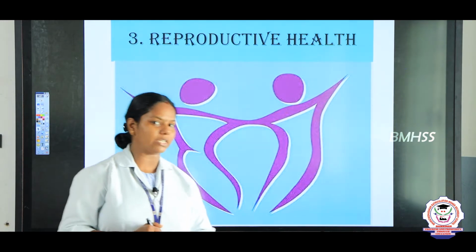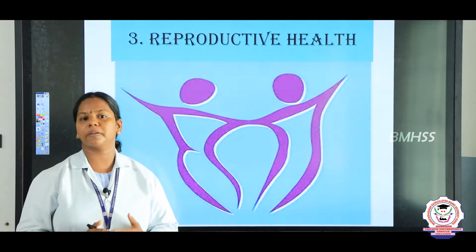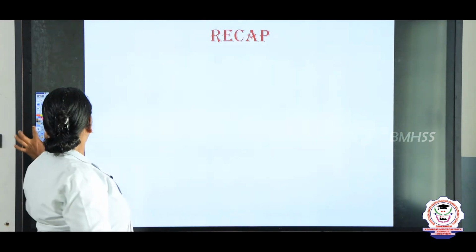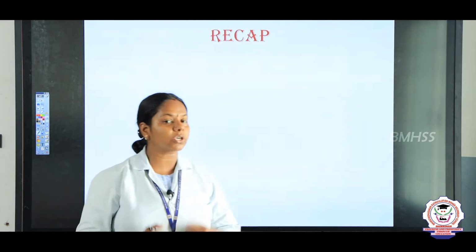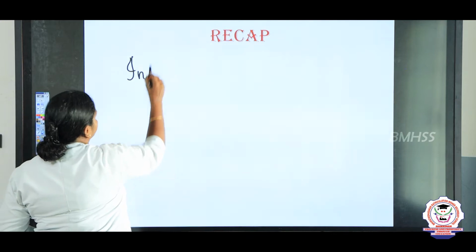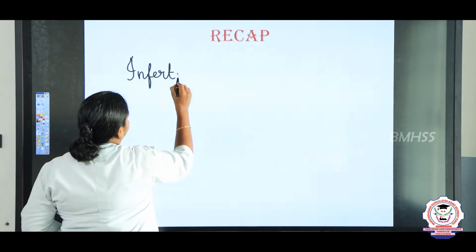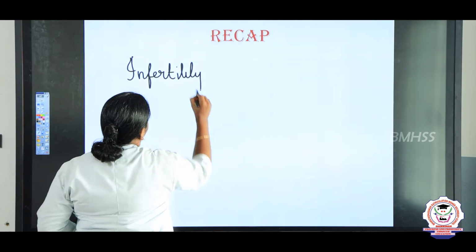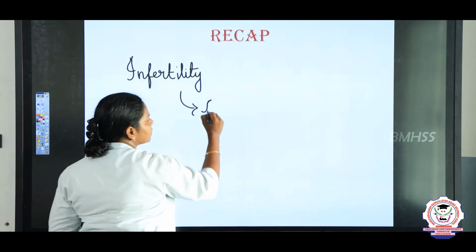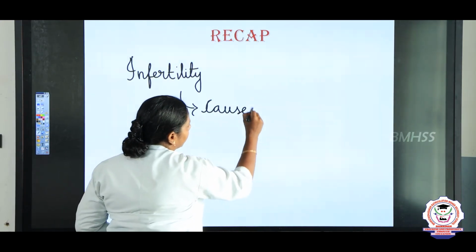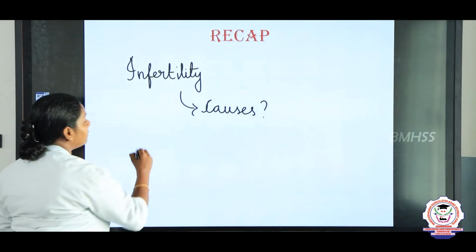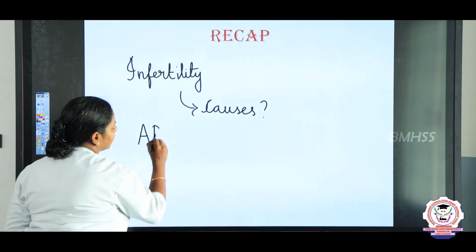Children, today we are going to see 12th standard zoology chapter 3, reproductive health. Previously in this chapter, what are all the things we discussed? Yes, we discussed infertility, what is infertility and what are the causes for infertility, and next we discussed the ART techniques. What is ART?